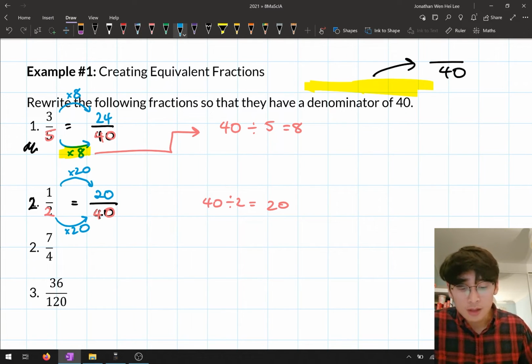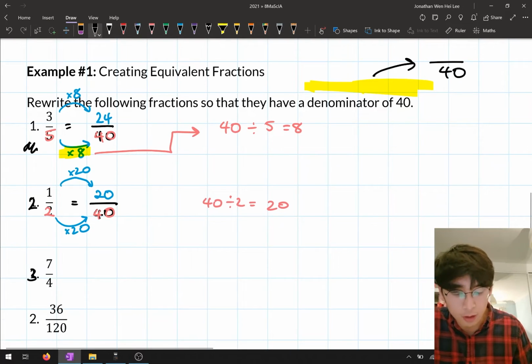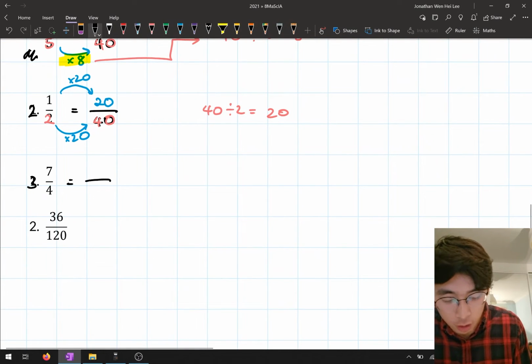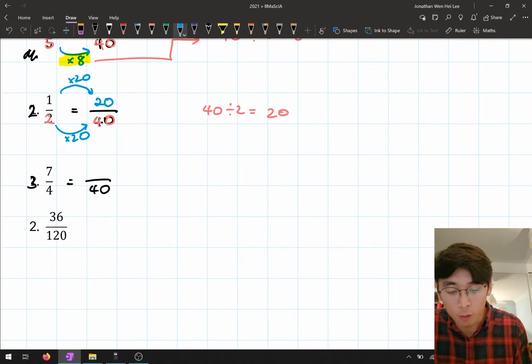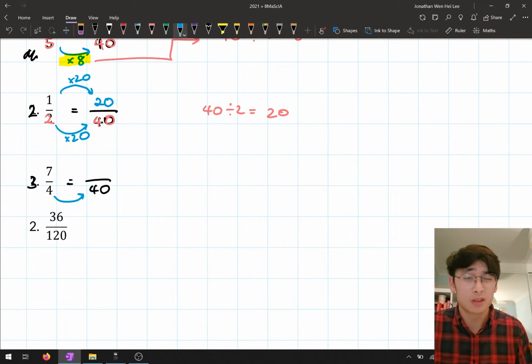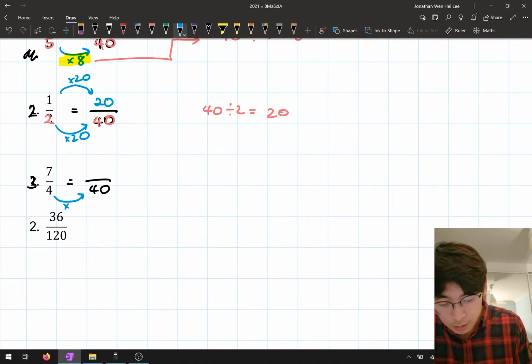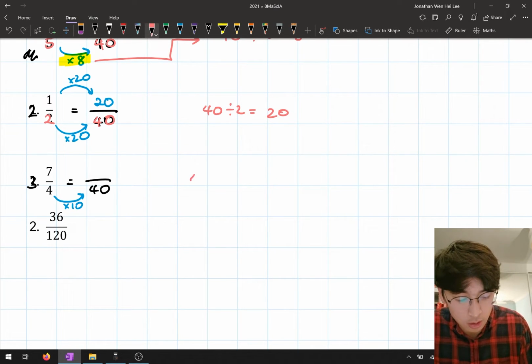Okay, next one. We've got this question of 7 over 4. Once again, I want to write this as a fraction over 40. I want to figure out what number I need to multiply 4 by to get 40. Some of you can do your times table once again. That number happens to be 10. So to get from 4 to 40, I need to multiply by 10. And the other way you could do this, once again, I'm just going to do the extra working out.